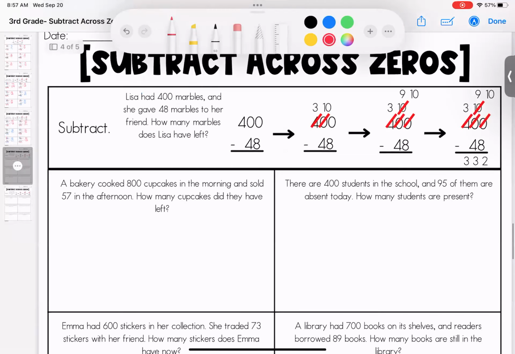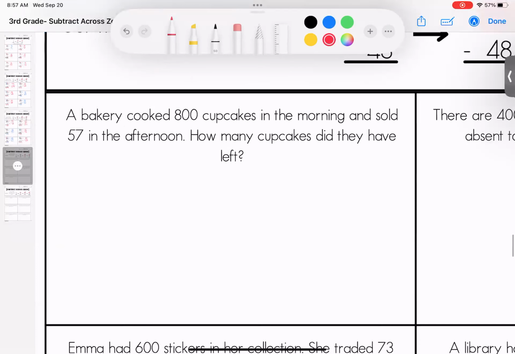All right, little loves, the last 2 pages are looking at word problems. With word problems, we need to ask ourselves, what are they asking me to do? What numbers are they giving me to use? And then I need to solve. So the first one says, a bakery cooked 800 cupcakes in the morning and sold 57 in the afternoon. How many cupcakes did they have left?